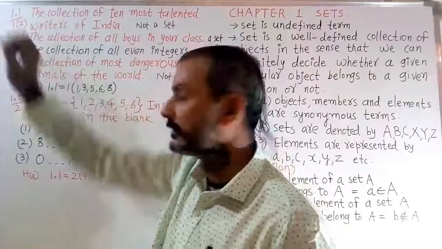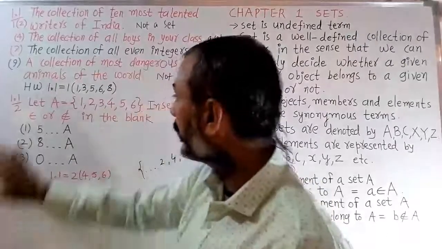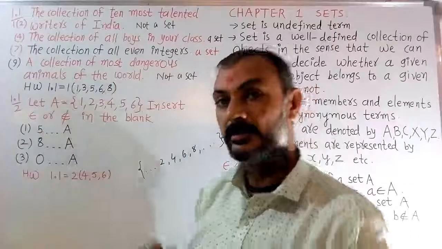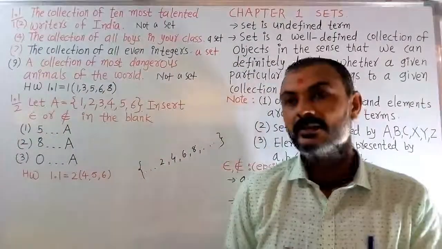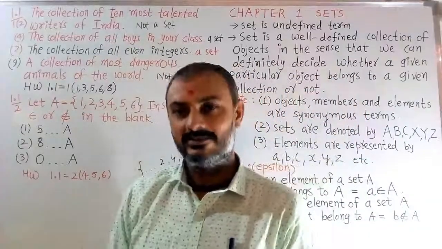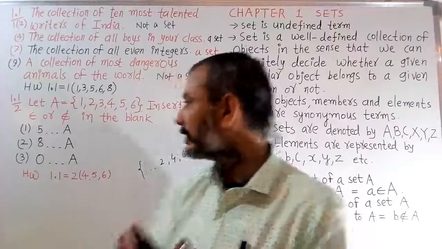That is 1.1 question 1. Is that clear? And I give you in homework 1, 3, 5, 6, 8, and you have to write yourself whether the given collection is a set or not. Is that clear? Okay, next.